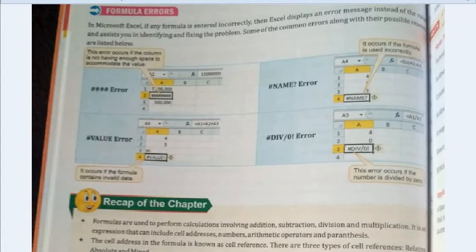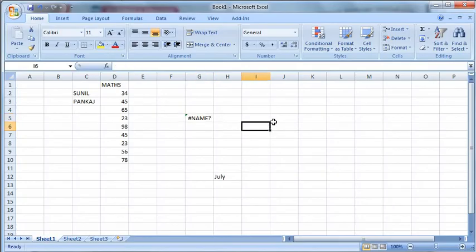Now next, this error occurs if the number is divided by 0. Let's see this also. If we divide any number by 0, suppose I will write 2 divided by 0. Now enter. So this is considered as an error, right? 2 divided by 0 is not considered. How will you write? Suppose we write bracket open /0. This is also not considered.